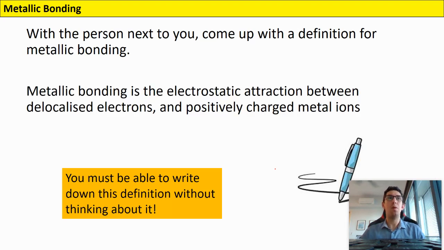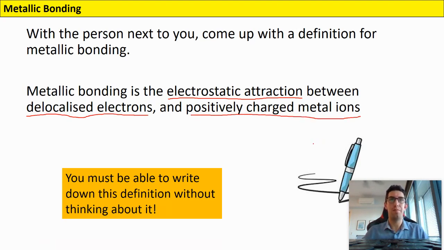So, what is metallic bonding? Metallic bonding is the electrostatic attraction. Similar to ionic bonding, in fact, as I said before, all of chemistry is electrostatic attractions. It's the electrostatic attraction between delocalized electrons and positively charged metal ions, whereas ionic bonding was the electrostatic attraction between oppositely charged ions. You need to have this perfectly in your head. You cannot mix the two up.